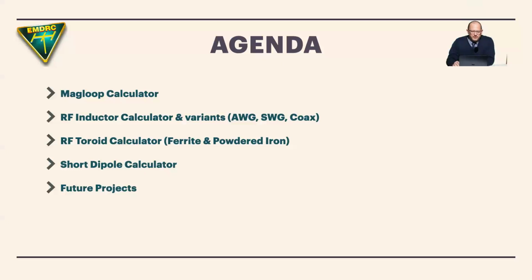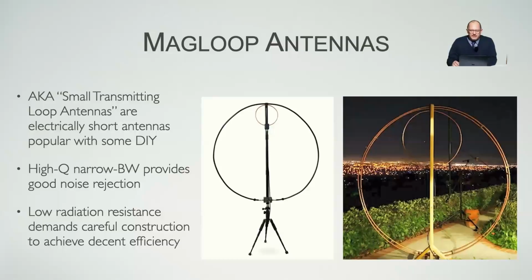that I'm working on. So first one's on mag-loop antennas. For those who aren't familiar with mag-loop antennas, they're also known as small transmitting loop antennas. They're relatively small, very high Q, and they provide very low radiation resistance. So to make them an effective transmit antenna, you have to have very low losses. And so typically they're made with copper pipe and stuff like that.